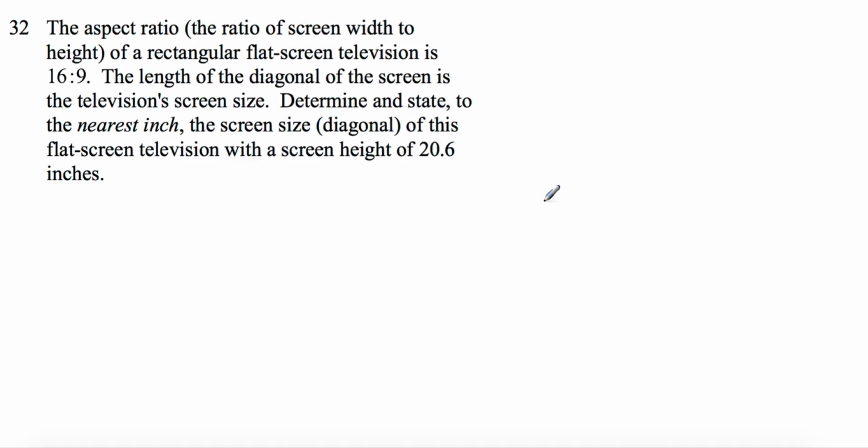Number 32. The aspect ratio is given in this way, and the length of the diagonal of the screen is the screen size. To the nearest inch, find the screen size if this flat screen's height was 20.6. So height is 20.6, which corresponds to 9. So we get 16 over 9 must be equal to x over 20.6. So I can simply cross multiply them.